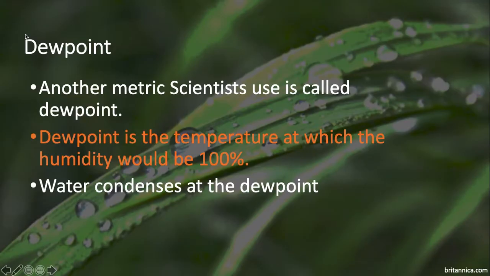Another metric scientists use is called a dew point. Dew point is the temperature at which the humidity would be 100%. So the unit for dew point is degrees, and water condenses at the dew point.